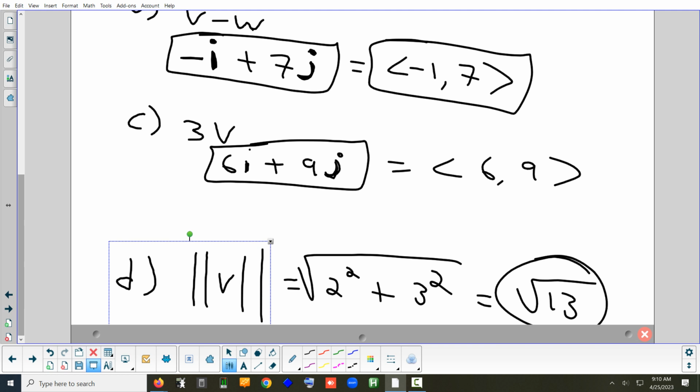So that's how you add, subtract, scale, and find the magnitude of vectors with no sketching at all. Any questions on those?